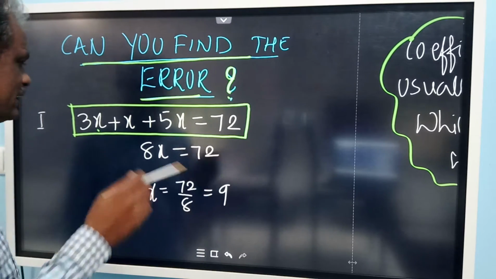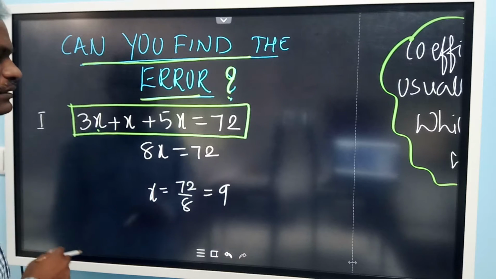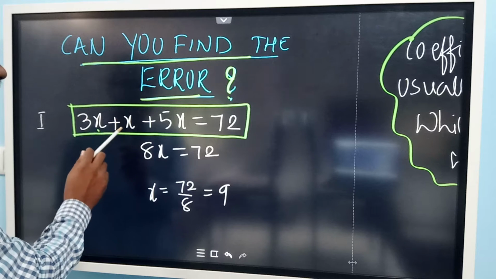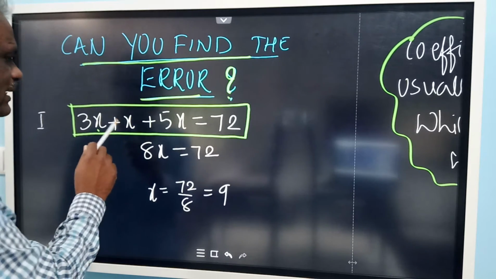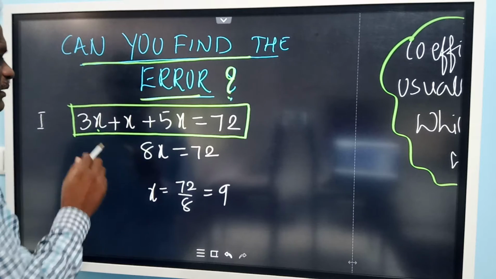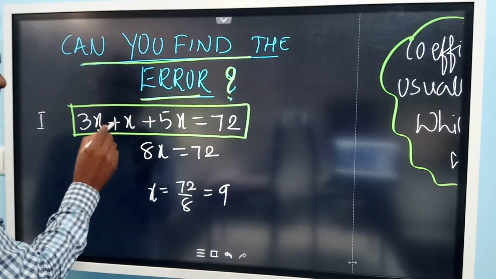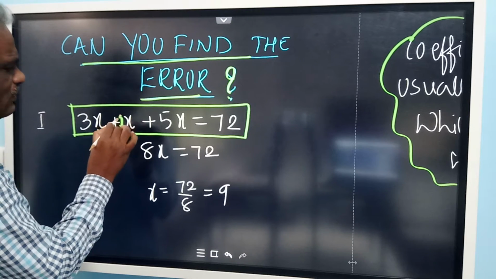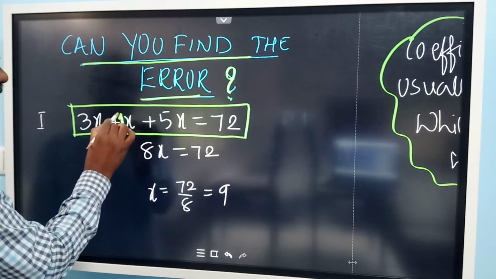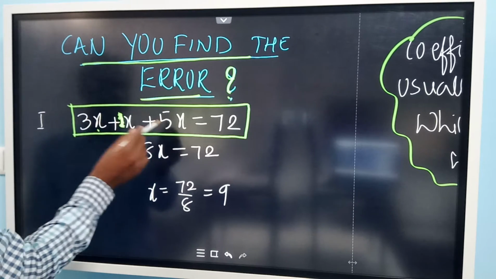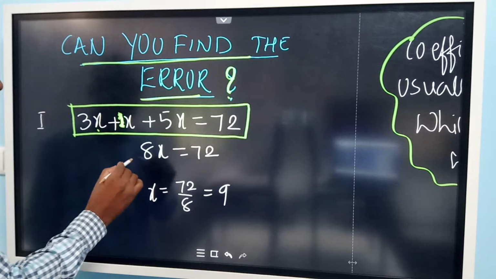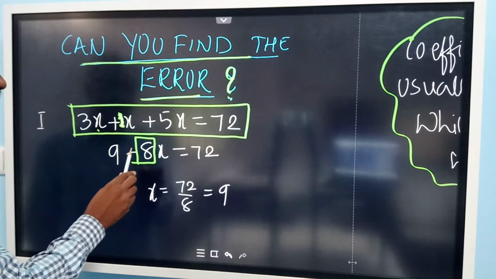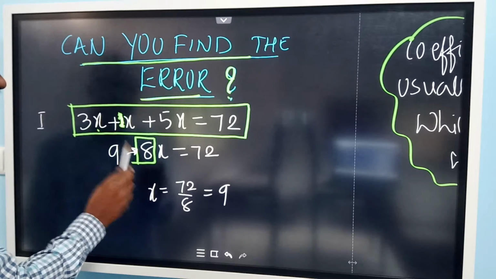Here you have to remember one thing: while adding these terms, the coefficients here are 3, and here if nothing is there, you have to think that there is 1, and here it is 5. While adding, not only 3 and 5, we should add this one also. Even if you have not mentioned it, the coefficient here is 1. So you have to add this 1 with the other coefficients also. 3x plus 5x, 8x only is written. So instead of 8x, it should have been 9x. You have to write this 9x.